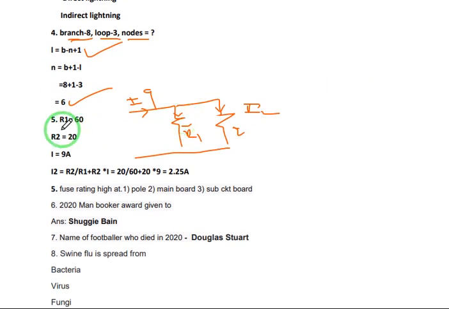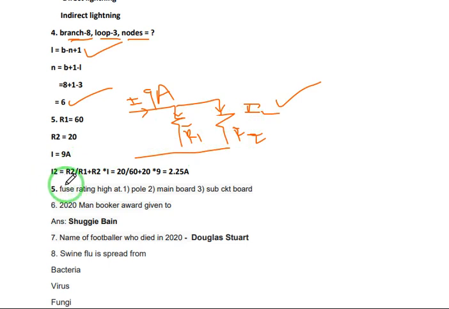Next, fifth question. The resistance R1 equals 60 ohms and R2 equals 20 ohms are given. 9 amps current is flowing through this circuit, and he is asking what is the current I2, that is, how much current is flowing through the resistance R2. So how do you calculate? I2 equals opposite resistance by total resistance. This is R2 and this is R1.